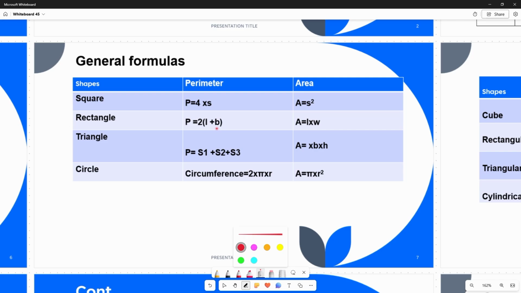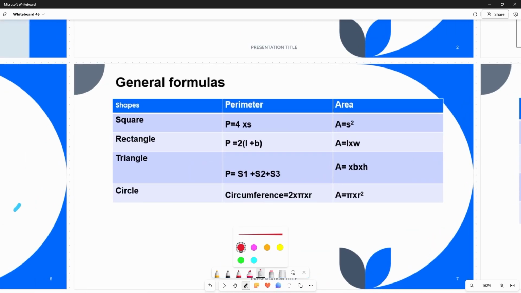Right, let's go to the triangle. A triangle has 3 sides, so it's basically adding the 3 sides. Side 1 plus side 2 plus side 3. That gives you the perimeter of a triangle.